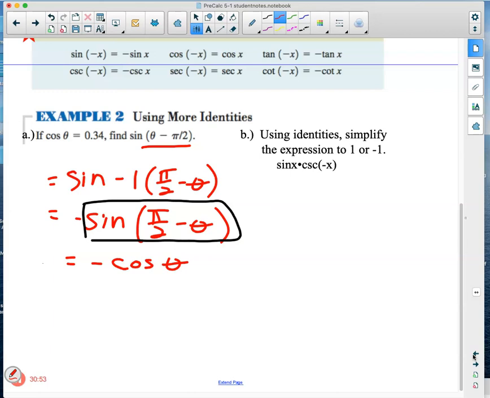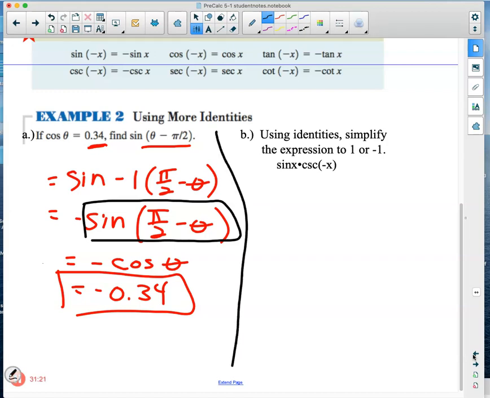Okay, so if I need the sine of theta minus pi over 2, it's just going to be the negative of the cosine. Wait a minute, didn't they tell me what the cosine was? They did. So by using the identities, we can find it. Cofunction identities.